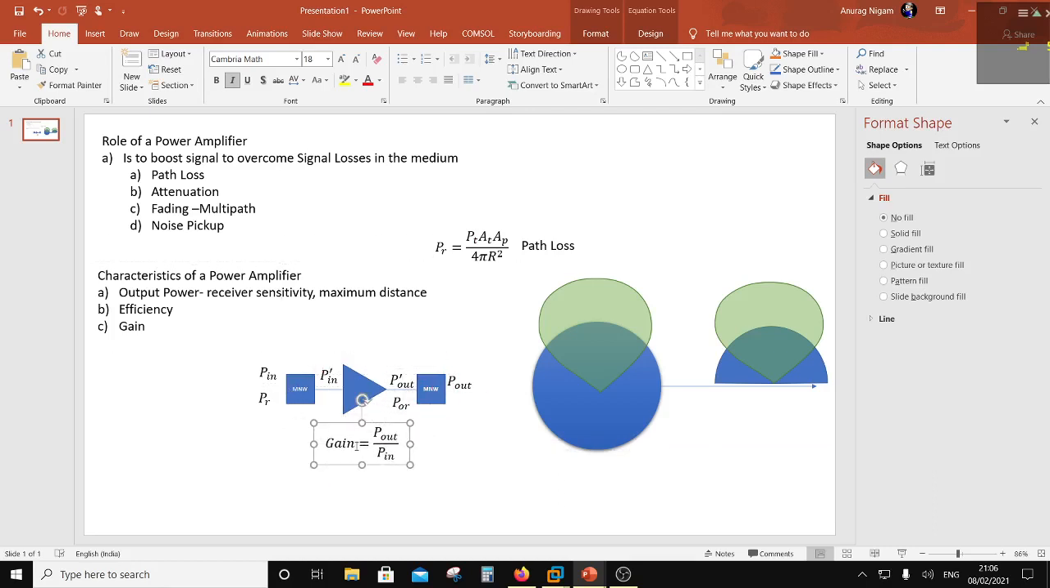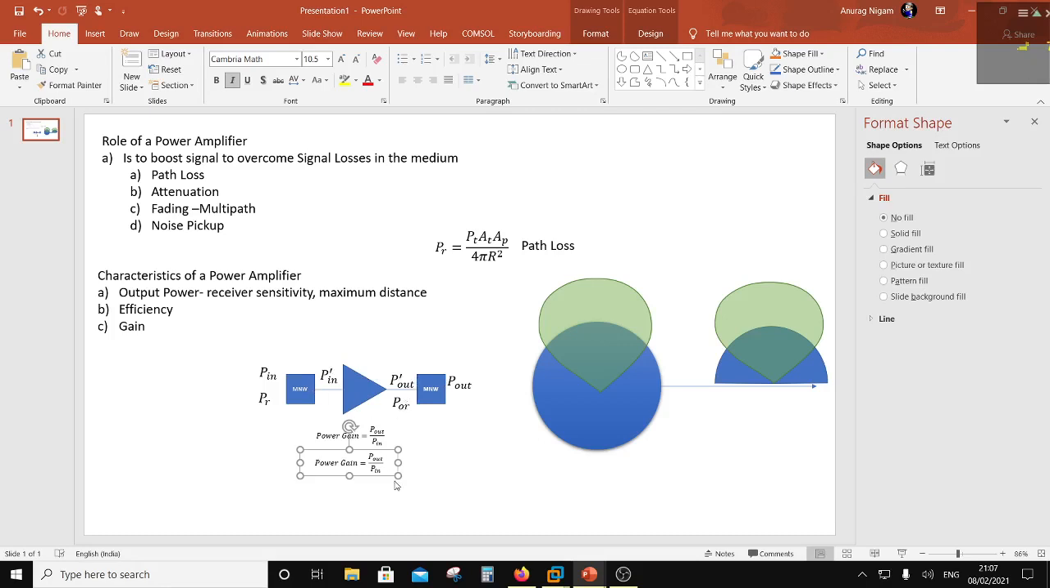So P out by Pin is the power gain, right? But then there can be other forms of gain also. I might be matched conjugately at the input, so Pin is equal to Pin dash. But at the output, I may be mismatched, right? So I have a power gain, which is P out by Pin. But then I might be matched to put out power on the input side. So Pin is equal to Pin dash, and P out is not equal to P out dash.